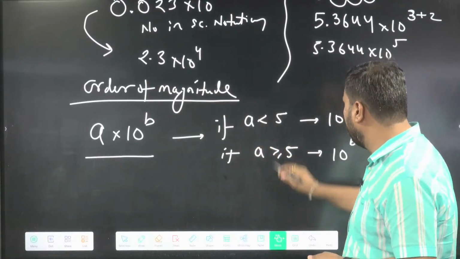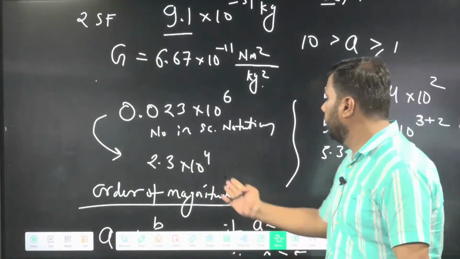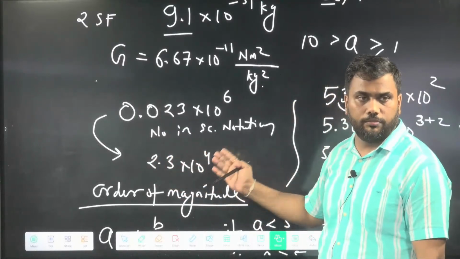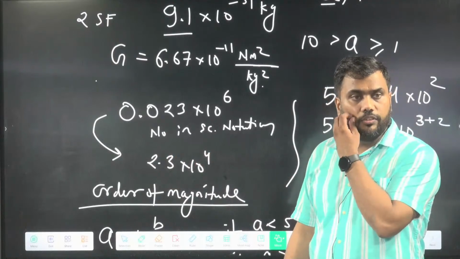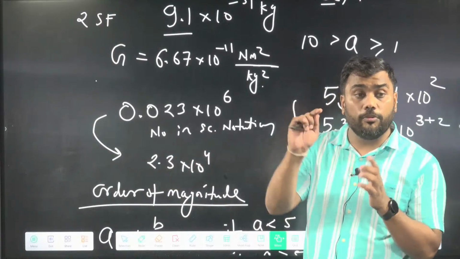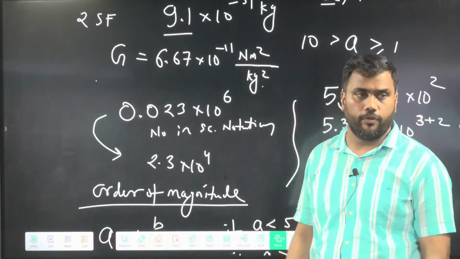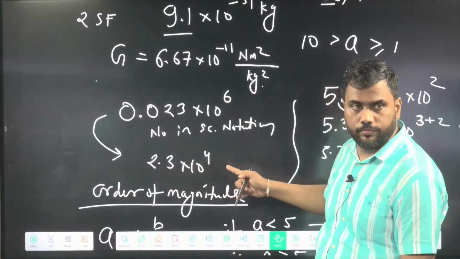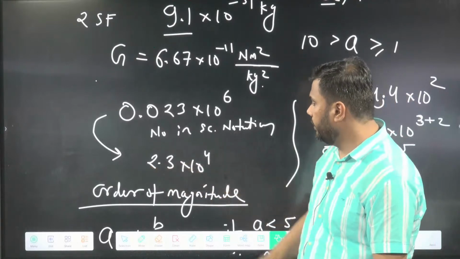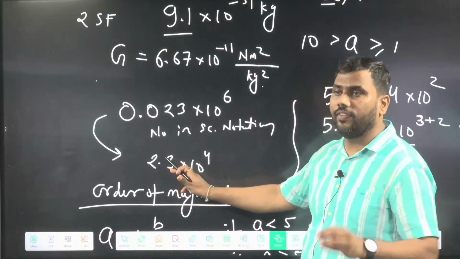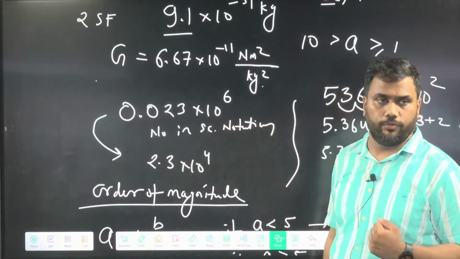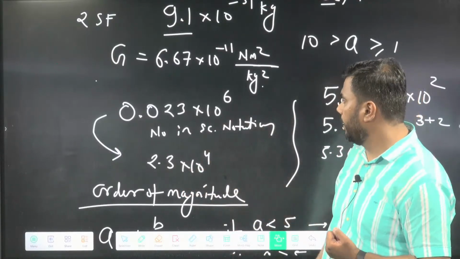Now we'll see some examples here. What is the order of magnitude of this number? Does the value of b give the order of magnitude? No, 10 to the power b gives the order of magnitude. What is the order of magnitude of this number? It is less than 5. 2.3 is less than 5. So 10 to the power 4 is the order of magnitude.